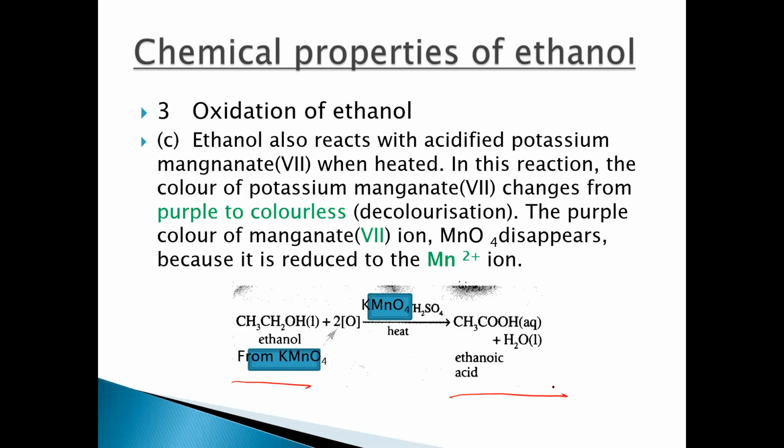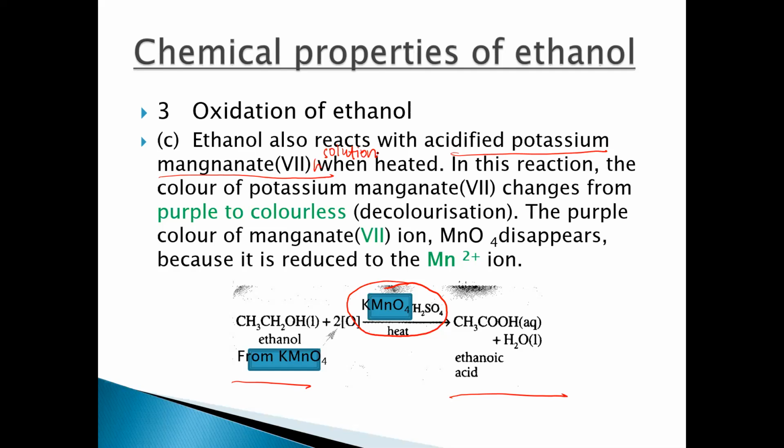Whenever the teacher talks about catalyst, we always look above the arrow. What is the catalyst the teacher is using here? Acidified potassium manganate 7 solution. You must have the word acidified, and you must have the word solution. So: acidified potassium manganate 7 solution.